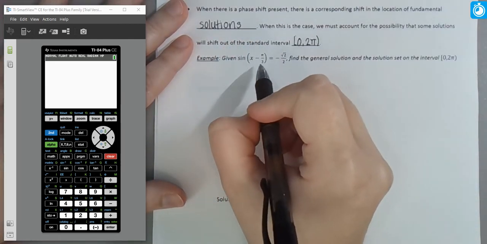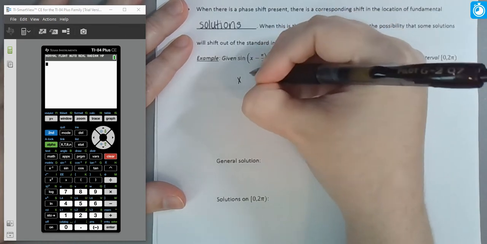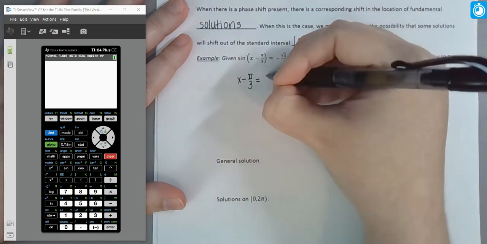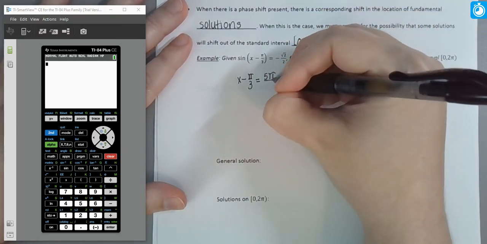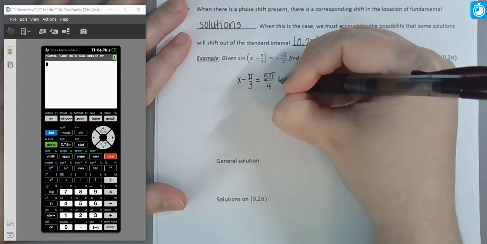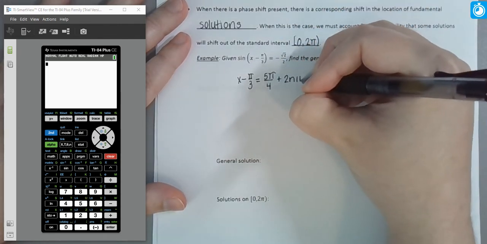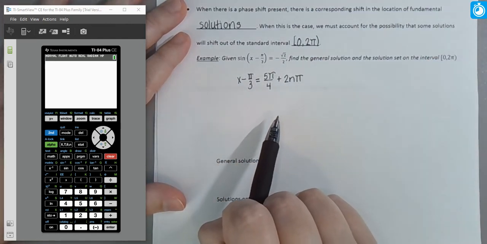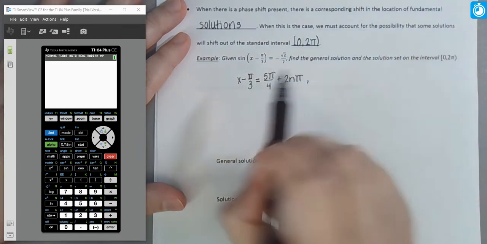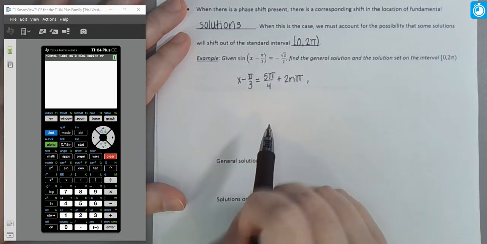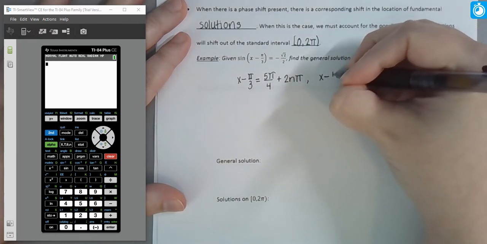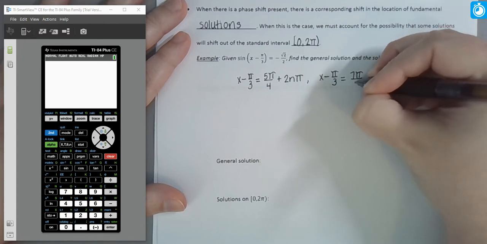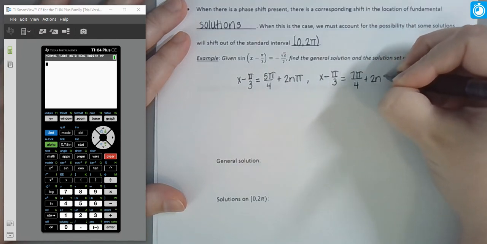So our angle in question, the input in question, x minus pi over 3, is going to be equal to either 5 pi over 4 plus our potential rotations. And again, we haven't changed the period here. It's still the sine function, which has a period of 2 pi. Or, again, another radian measure that would give us a sine of negative root 2 over 2 for our input would also be 7 pi over 4, again, plus 2n pi.